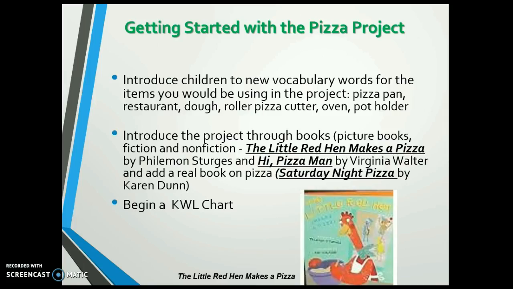But let's go back to that pizza project. That really sounds interesting. How would you get started with that? Well, this really is a lot that we've taken from the pizza project that we read about in Young Children. Introduce the children to new vocabulary words for the items that you would be using in the project, like pizza pan, or restaurant, or dough, or roller, or pizza cutter, or oven, a pot holder. Once we got into this project that I was part of, I paid a lot of attention when I went to a pizza parlor to see really what they were doing. I noticed they were using round pans, and they were using cutters that were round, and there was a lot of round things in there.